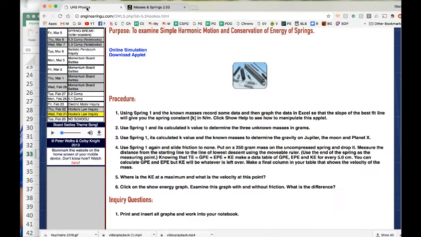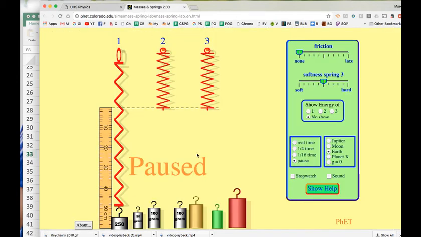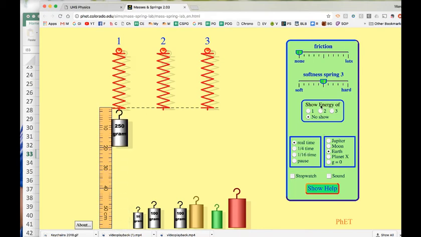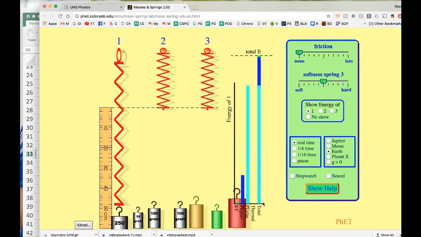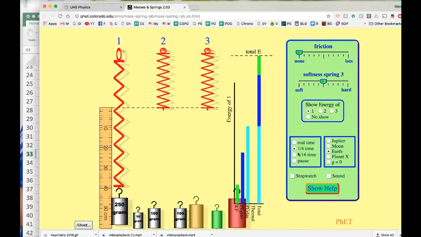Okay, number 5 is where is the kinetic energy at a maximum and what is the velocity at this point. We just did that. Number 6 is we're going to look at this graph and at some energy. So I'm going to unpause it. We'll go back to real time. I can show energy of number 1 right here, and this is kind of interesting. Well, let's do it in a quarter time.